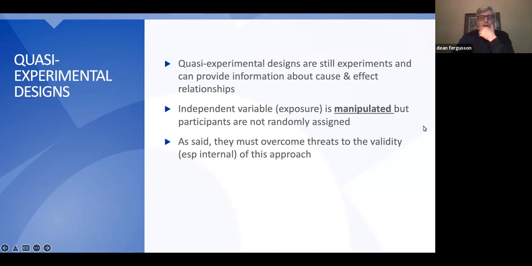Again, what's important here is that quasi-experimental designs are still experiments. The investigators are manipulating, and they can provide information about cause and effect. Here the independent variable, your exposure or your intervention, is manipulated, but participants aren't randomly assigned. And as said, they must overcome threats to validity, especially internal validity.